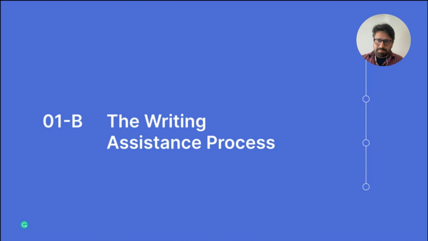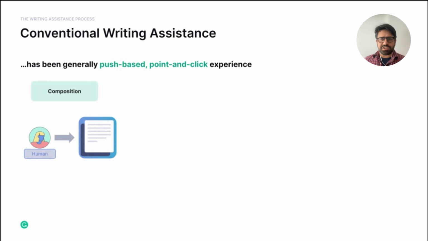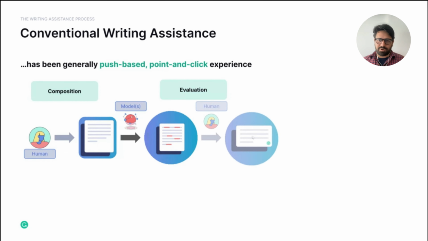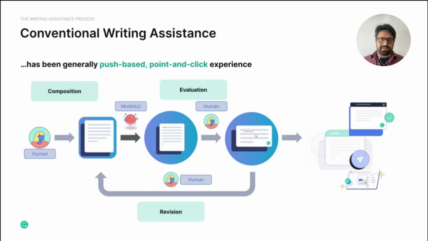So, similar to the differences that we see in the writing process with large language models, the processes and paradigms of writing assistants have also undergone a major shift. And broadly speaking, conventionally, writing assistance has been a system-driven or a push-based protocol where a user would type their text, the system would evaluate it against some machine learning models, provide a set of suggestions, which the user could then accept or reject. And this would go on for a few turns until the system didn't detect anything worth improving.